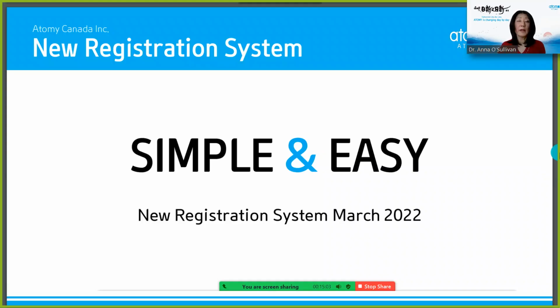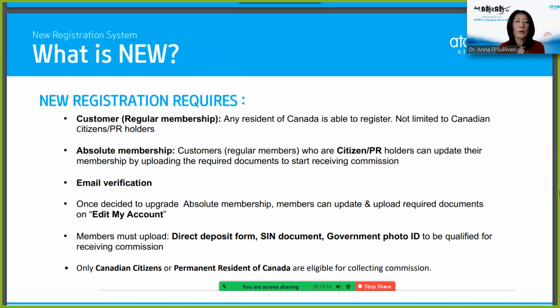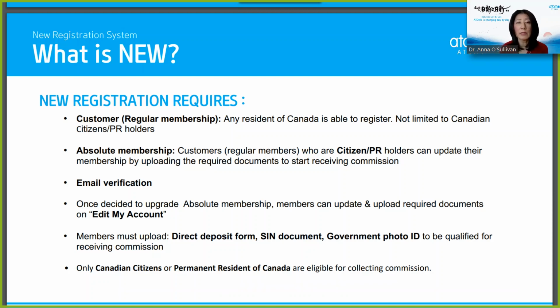All right, everyone, we are going to be reviewing the new simple and easy registration process for Atomy Canada, which will come into effect March the 1st. So we're going to get right to it. The requirements: there are two types of registration now. Currently, there's only one, but starting March 1st there'll be two. A customer registration, which is considered the regular membership, is open to everyone in Canada.